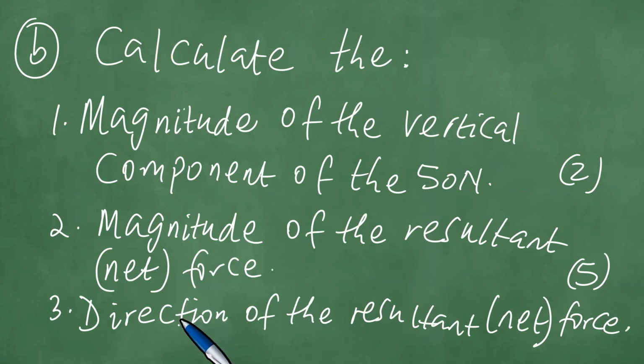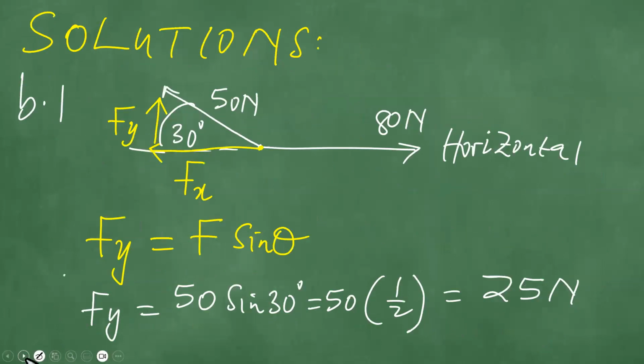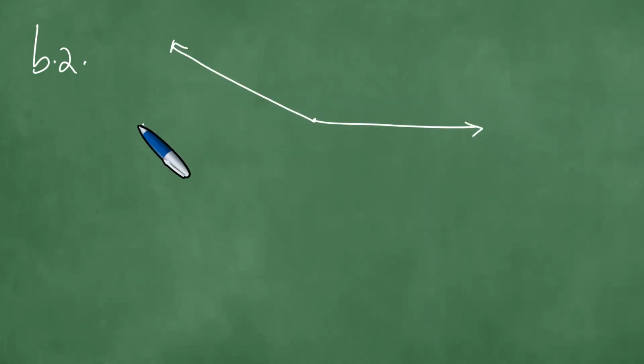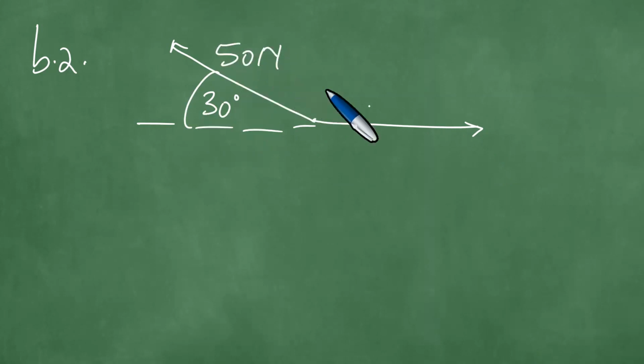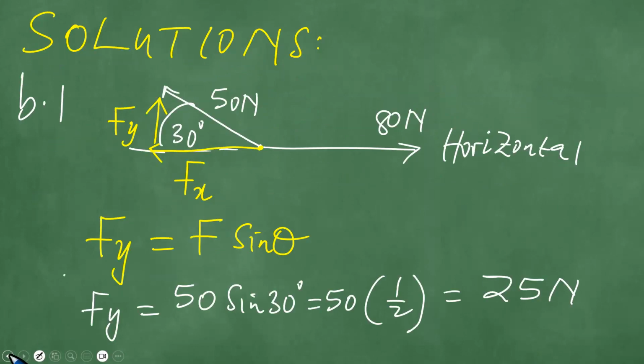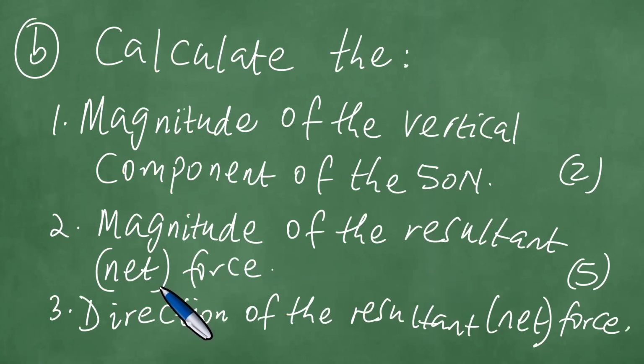The magnitude of the resultant net force. What is the magnitude of the resultant net force? Let's look at this one. At this point, we remember that we are looking at B2. Looking at B2, you remember that we have the diagram like so, and we have that this here is the angle of 30 degrees, 50 newton force, 80 newton force. We are interested now in finding the resultant vector, the magnitude of the resultant force or net force.